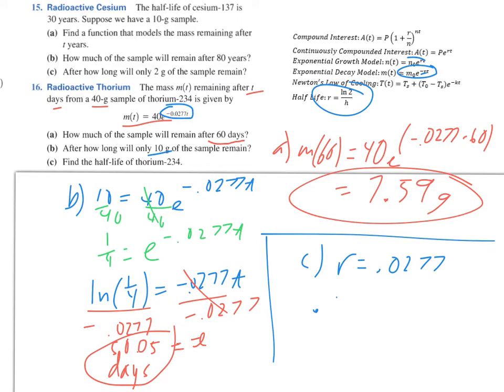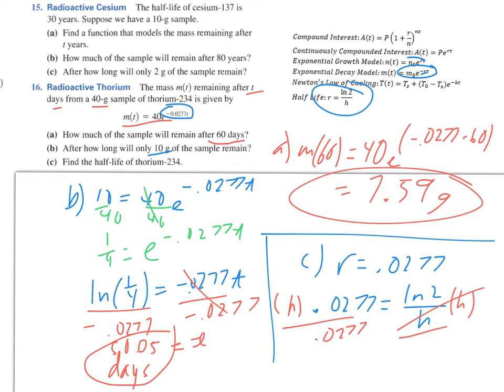And so now if I use this formula, it would say that 0.0277 equals ln2 over h. So this allows me to solve for the half-life. I would first multiply the h over, and then I would divide both sides by 0.0277. So that means the half-life is going to equal ln2 divided by 0.0277. So that's going to be 25.02.